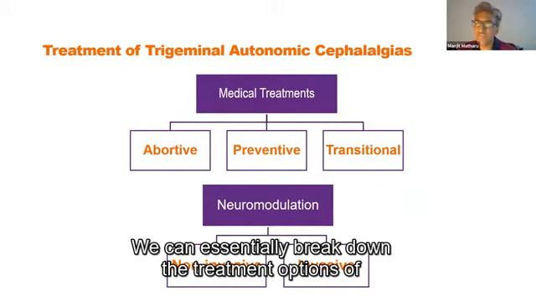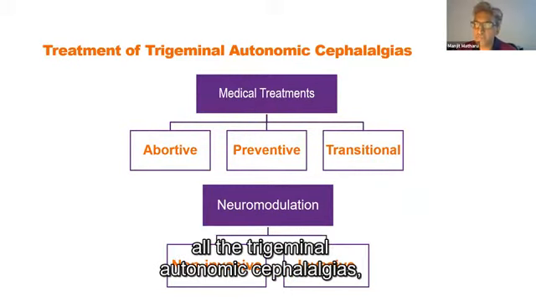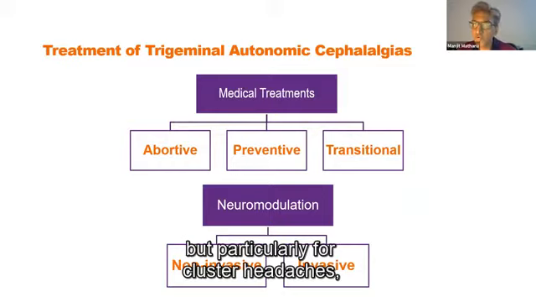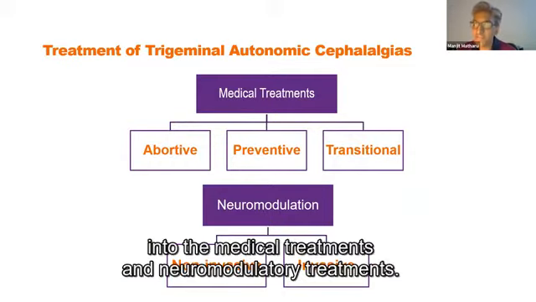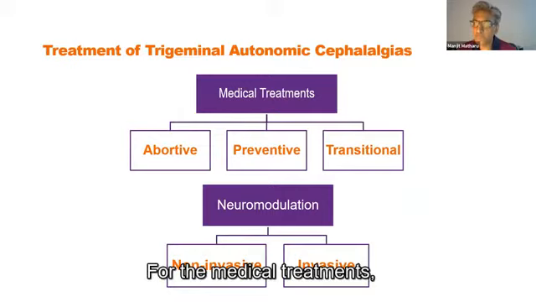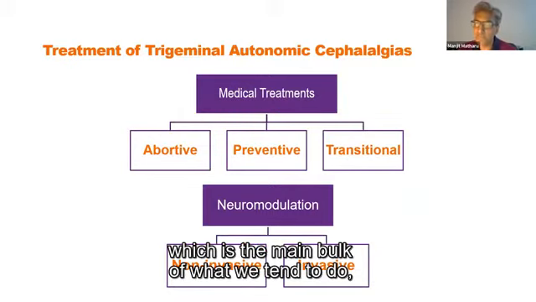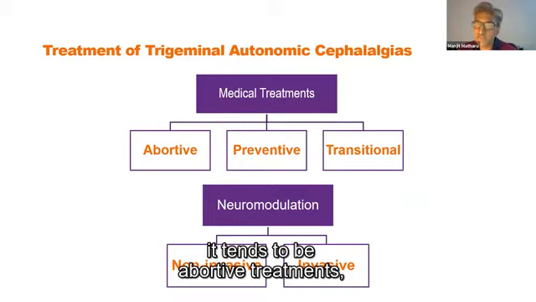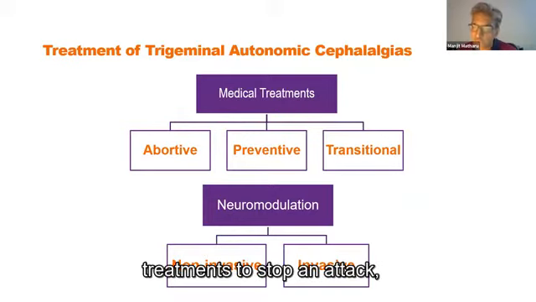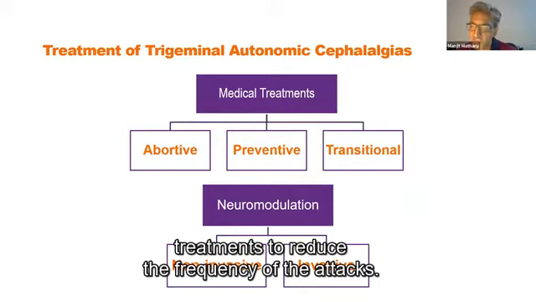We can essentially break down the treatment options of all the trigeminal autonomic cephalalgias, but particularly for cluster headache, into the medical treatments and neuromodulatory treatments. For the medical treatments, which is the main bulk of what we tend to do, it tends to be abortive treatments, treatments to stop an attack, and preventive treatments, treatments to reduce the frequency of the attacks.